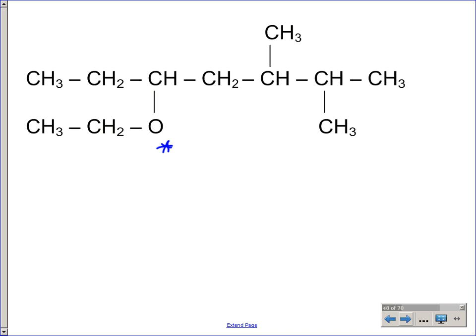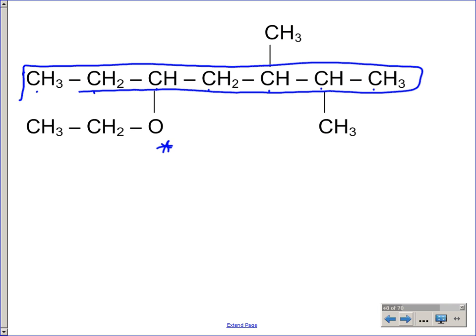And then you need to find your longest carbon chain, just like normal. 1, 2, 3, 4, 5, 6, 7. There's 7 that way. And if you look, you'll see that that is the longest carbon chain, and there's no other way that you need to consider. So there's our carbon chain.